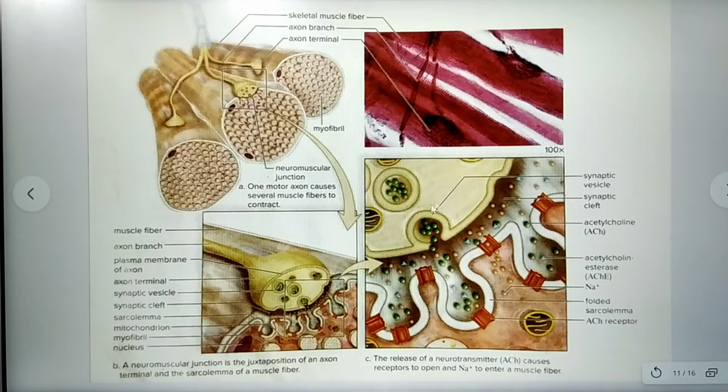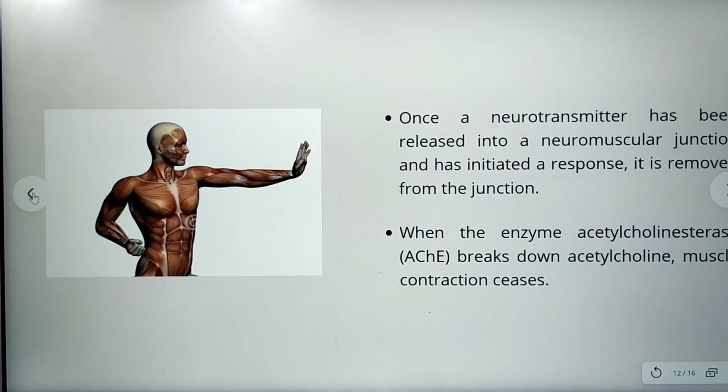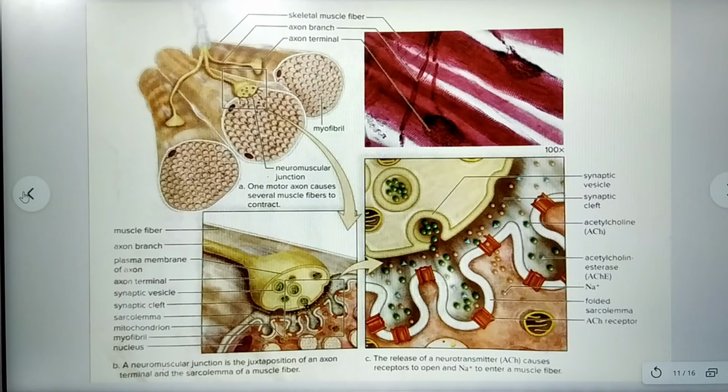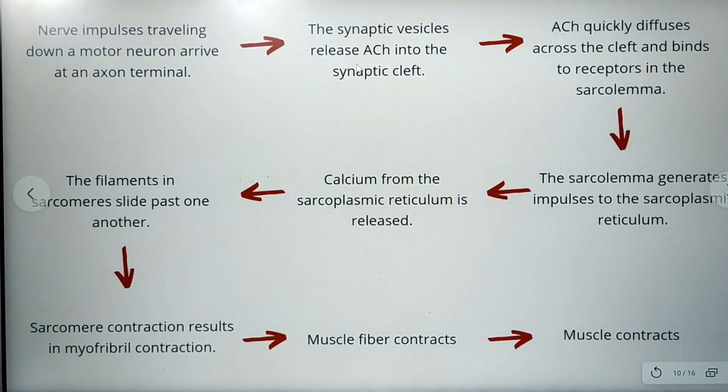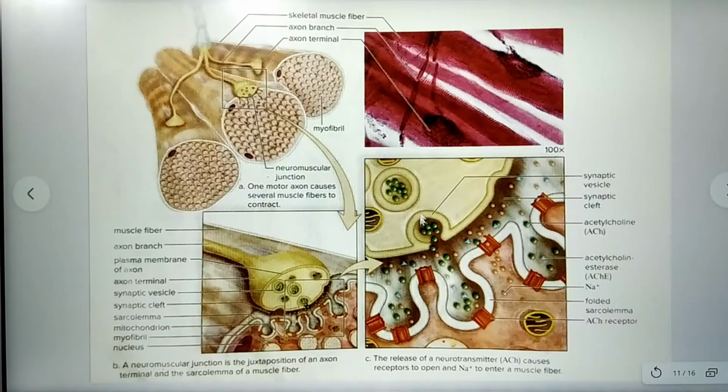So this is the picture, this is axon terminal. And this part here, this whole part here is called neuromuscular junction. So, the synaptic vesicles release acetylcholine into the synaptic cleft. So, here is the synaptic vesicle, and the green sphere here is acetylcholine, and here the synaptic vesicle will release acetylcholine into the synaptic cleft.